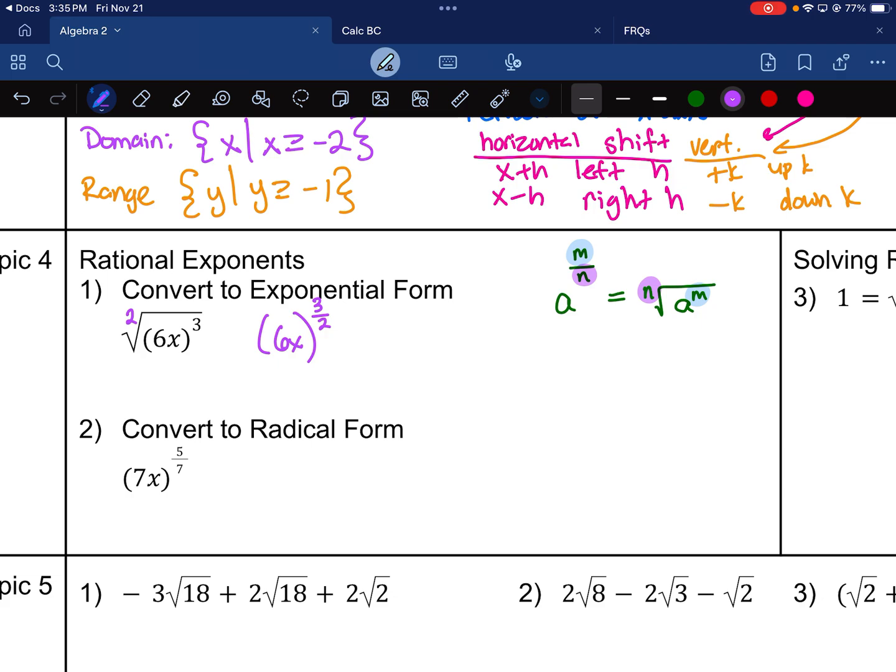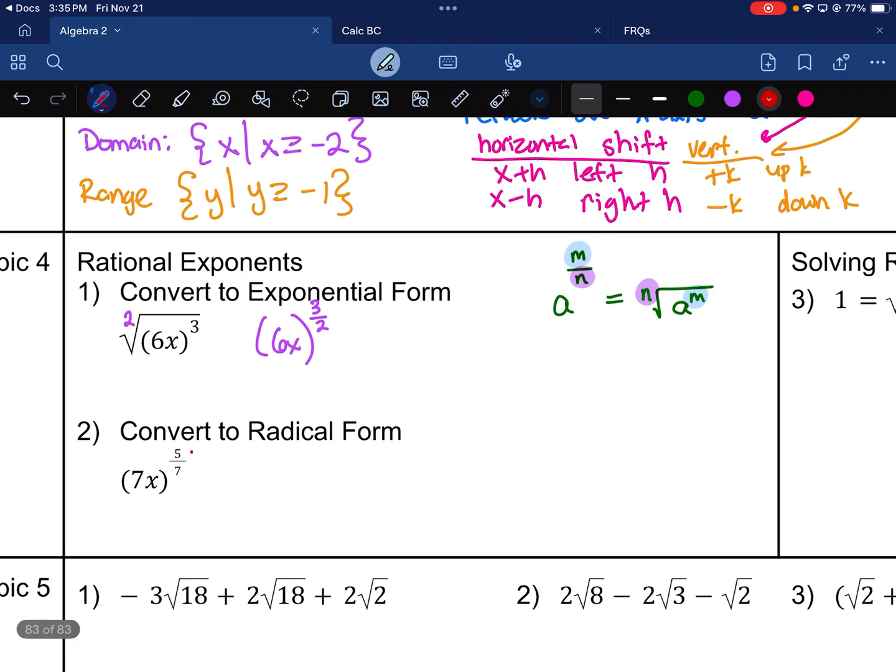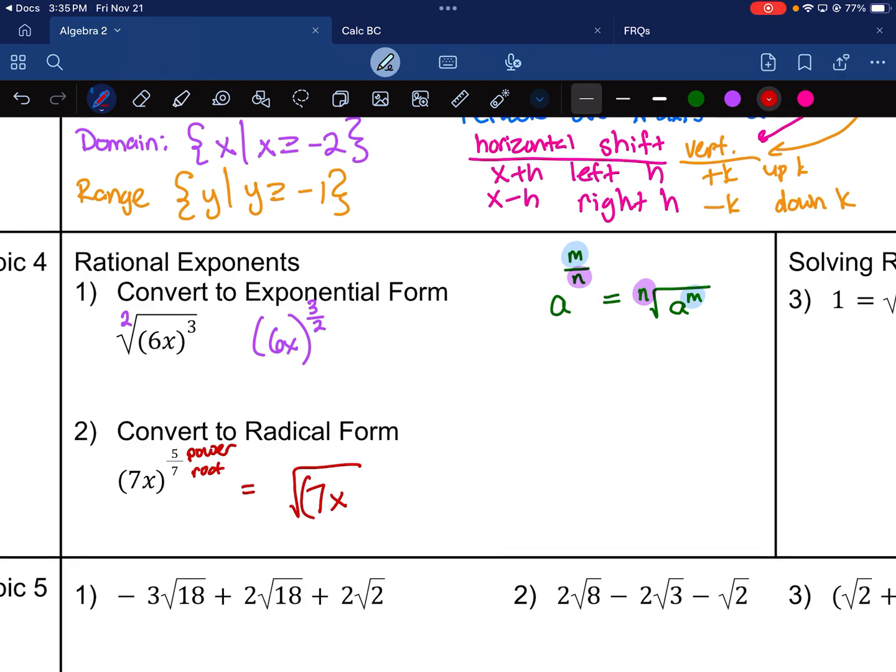Let's go the opposite direction now. So converting to radical form. So again, we know that this is our power, and we know 7 is the root or the index. So let's put our 7x inside our root. Notice that it's in parentheses, so we're going to keep it in parentheses. Its power is 5, and the root is 7. So that's how you convert.